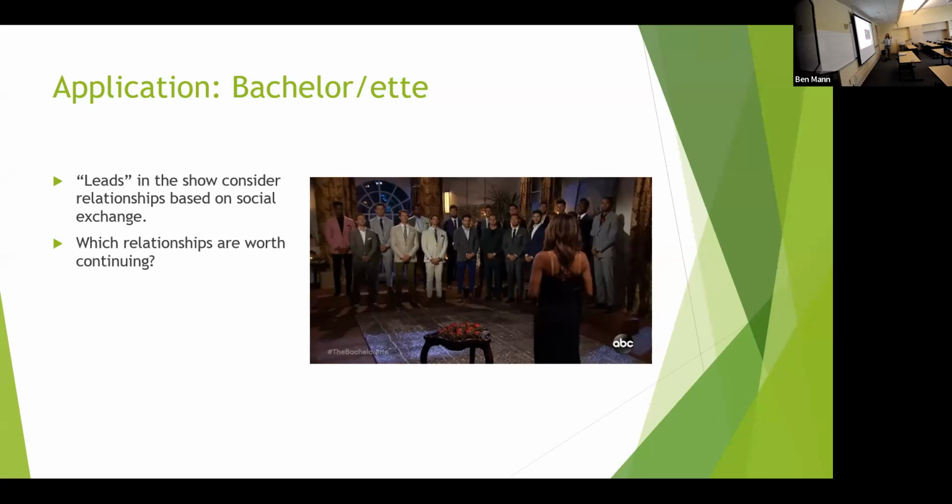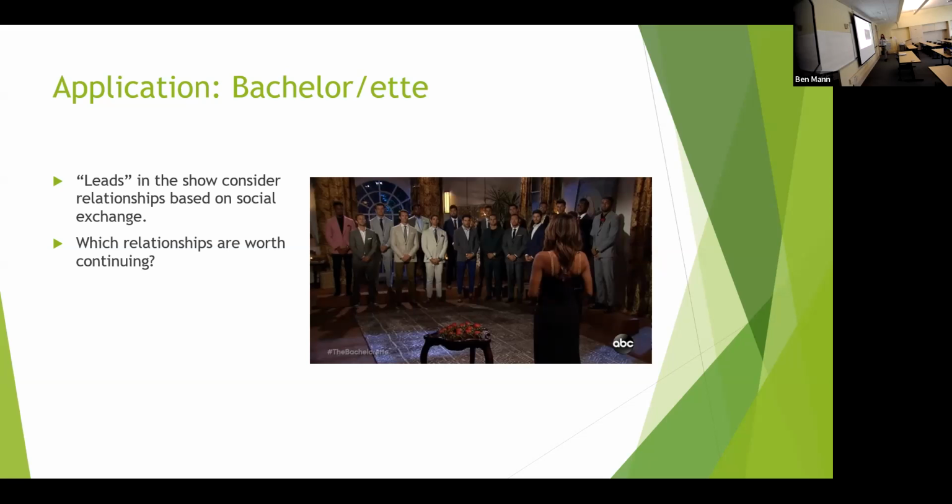So again, a very silly case, but we do make these kind of calculations all the time, whether it's deciding between multiple people with friendships, relationships that we continue or not continue, or perhaps less controversially, how we navigate the boundaries of our relationships.